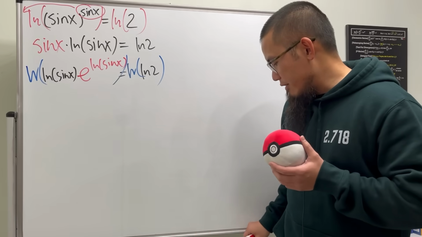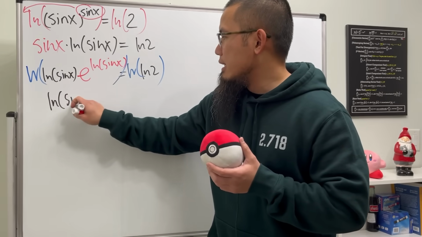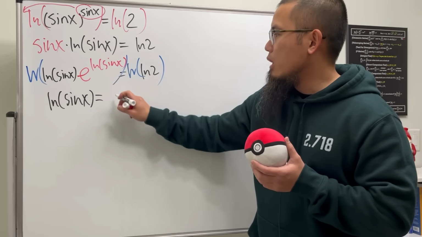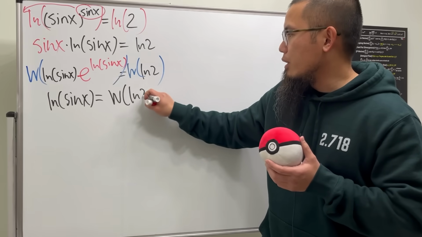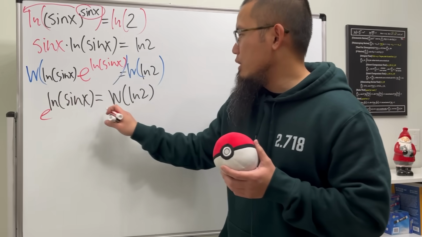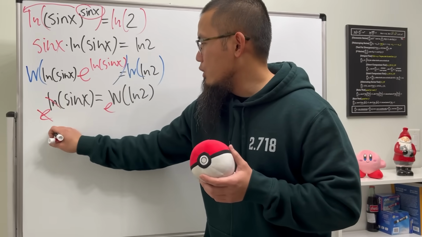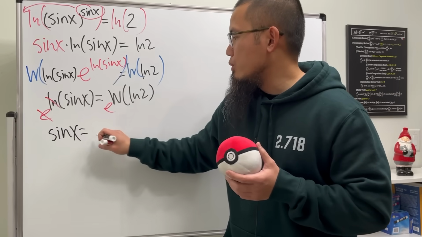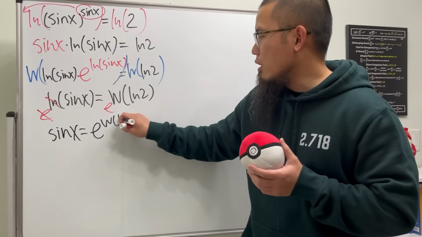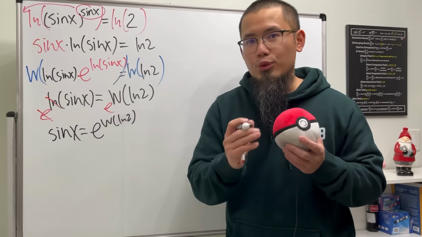And of course, on the left hand side, we will just get this back, so we get ln of sine x being equal to the Lambert W function of ln2. And then I would like to get rid of the ln. We just do e to the power, e to the power. And now, as we can see, we must have sine x being equal to e to the Lambert W function of ln2. And here is the reason why that we have to go to a complex world.